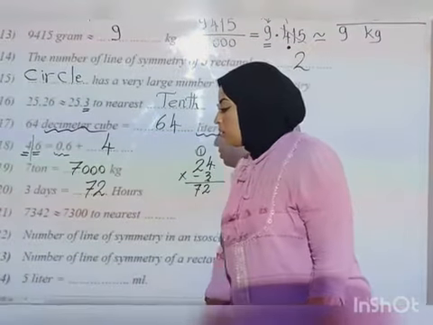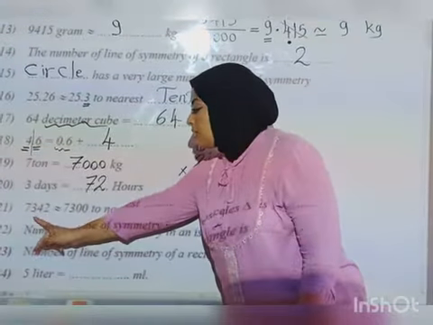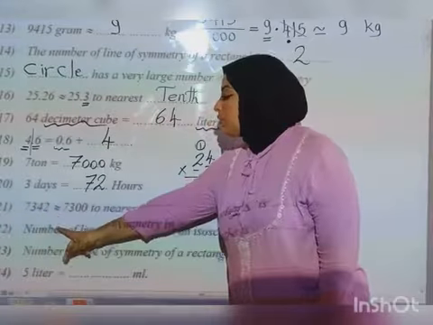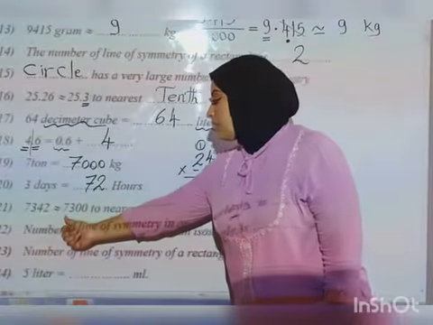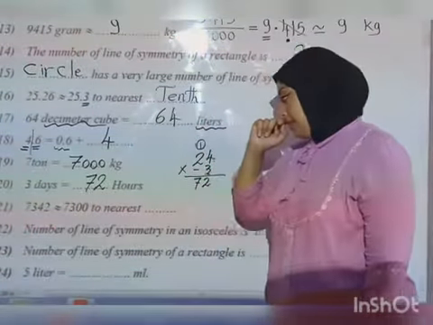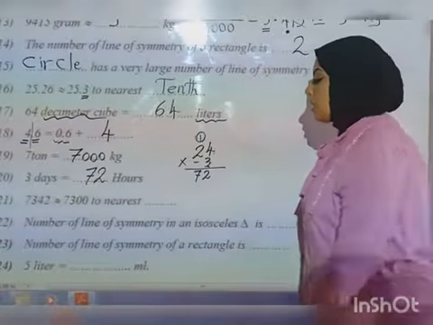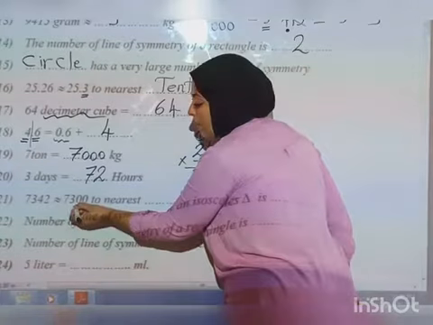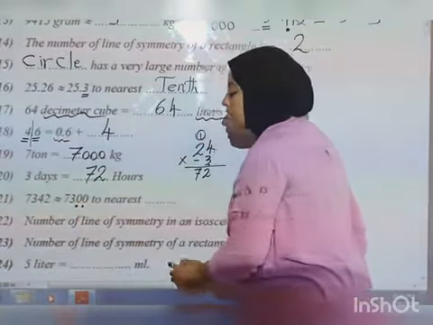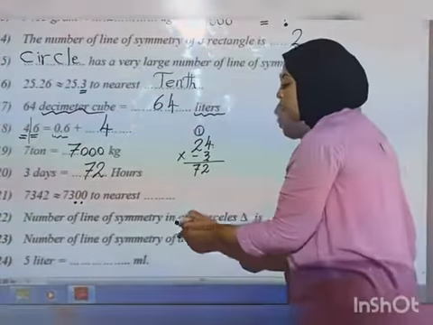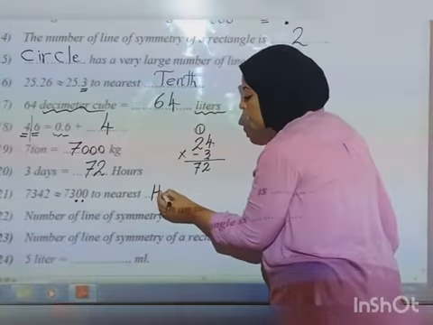Number 21, we have this number 7,342. After the approximation, it will be 7,300. That means the approximation was to the nearest what? After the approximation we have 2 zeros. That means the approximation was to the nearest 100.